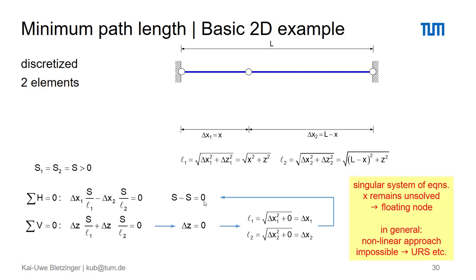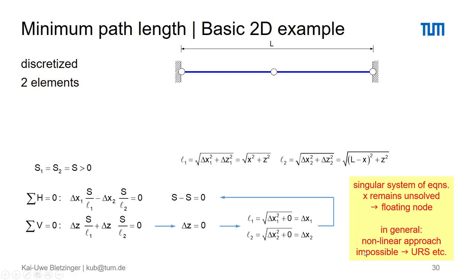And that exactly is the problem. We have a singular set of equations where we can use only one equation, the second, to determine Z. But the first equation is completely useless. It's uniquely true, this equation, for any choice of X. We are not able to determine the position of this node in X direction. We call this a floating node, simply because if we consider several positions, you can really see this node floating around, and it's always true. The geometry is not changing.